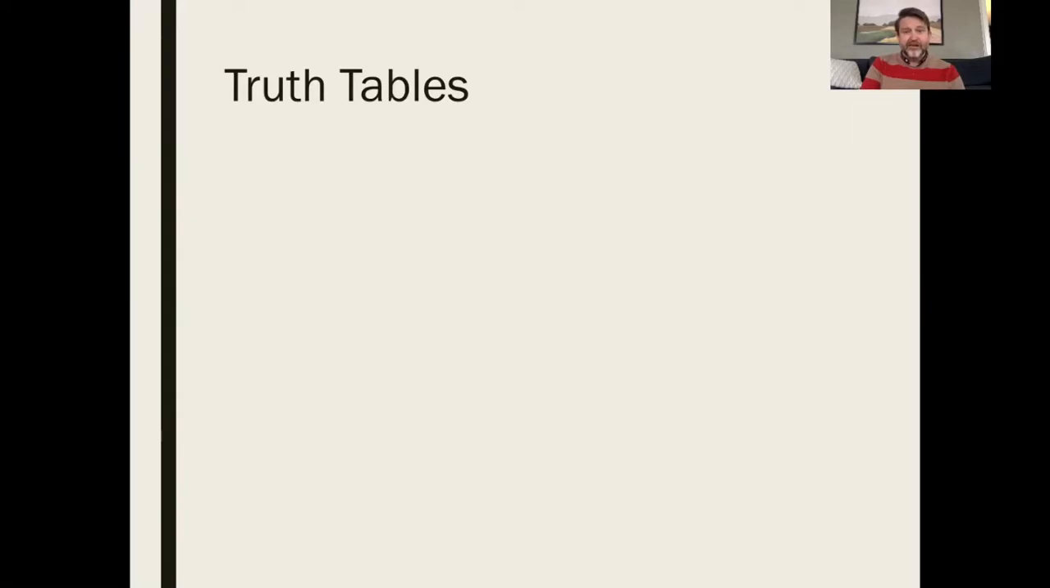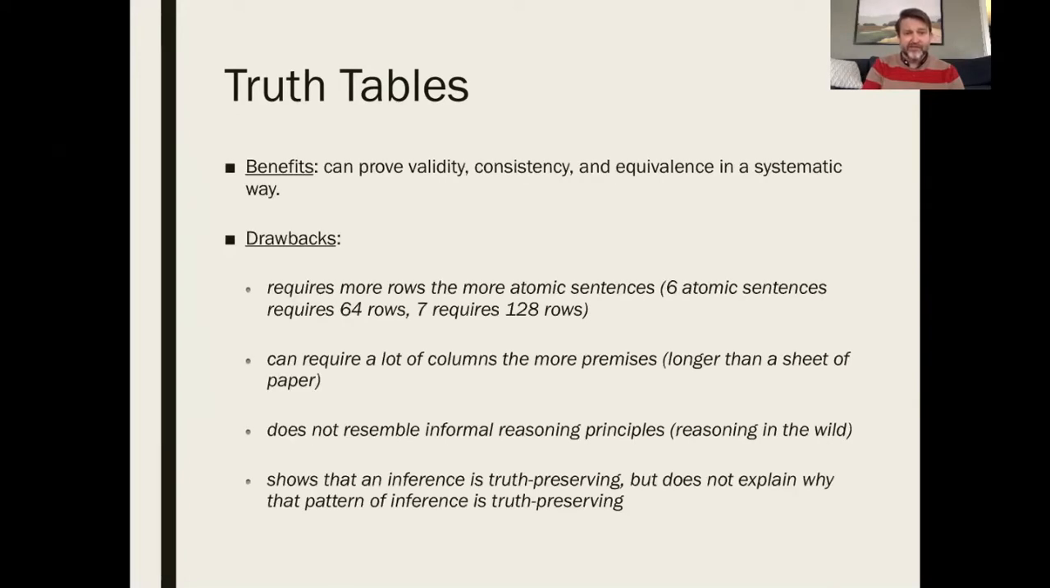Recall there that we talked about truth tables and how truth tables had certain benefits but also a number of drawbacks. The benefits were that they could prove validity, consistency, and equivalency in a systematic way, in a purely deductive way that didn't require any creativity whatsoever. But the drawback was that this method required more rows the more atomic sentences we have. So for example, with 6 atomic sentences composing an argument, we would require 64 rows. 7 would require 128 rows. Additionally, these require lots of columns with more premises. So it could be that our tables would be longer than a single sheet of paper.